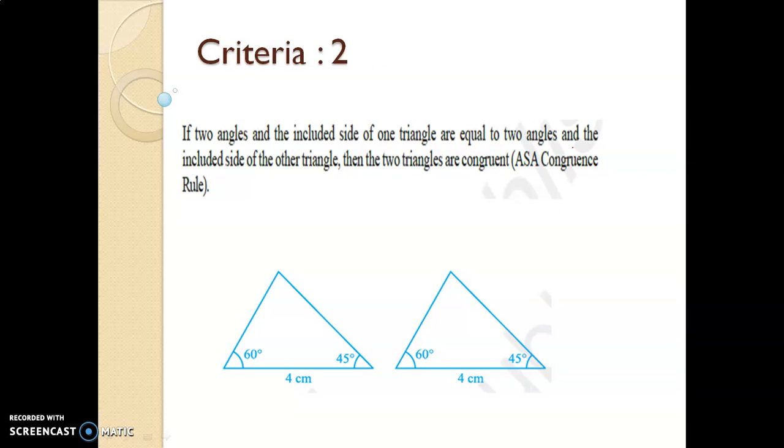And look at the second criteria. If two angles and the included side of one triangle are equal to two angles and the included side of the other triangle, then the two triangles are congruent to each other. This comes under ASA. So the second criteria is ASA. This is the second criteria.